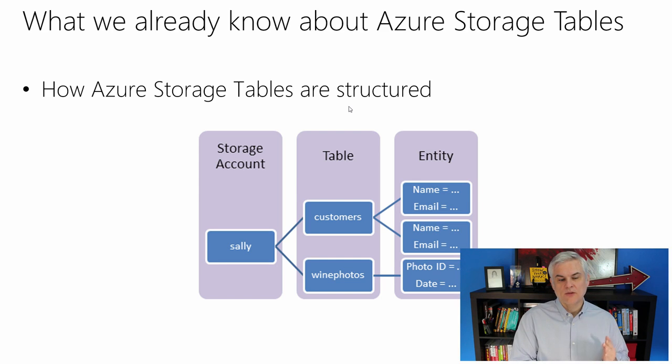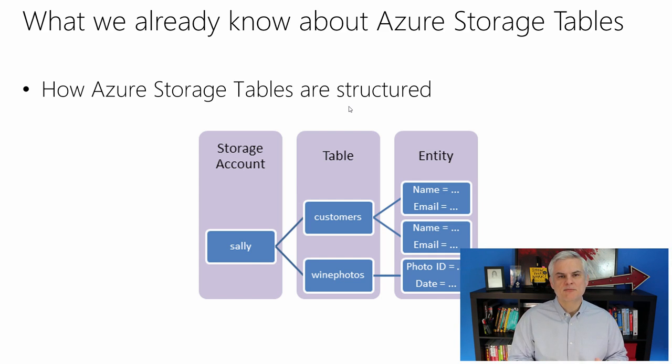We noted that within a given account you can have multiple tables. So as you can see from this diagram, you can have a table called customers and a table called wine photos. And then finally, inside of each table there are a series of entities, not rows, but rather entities.